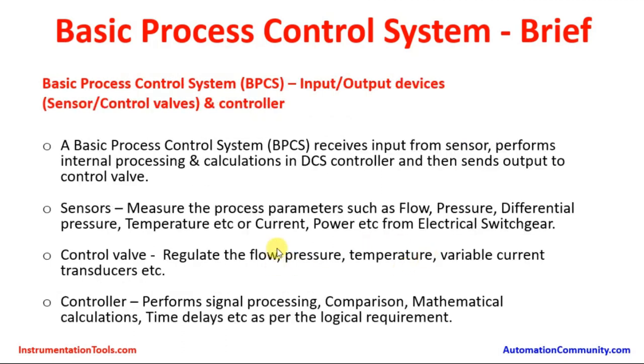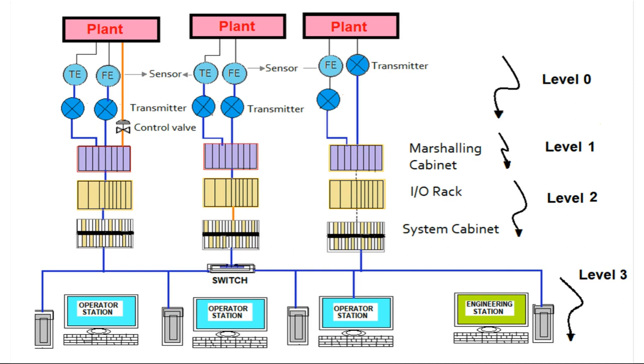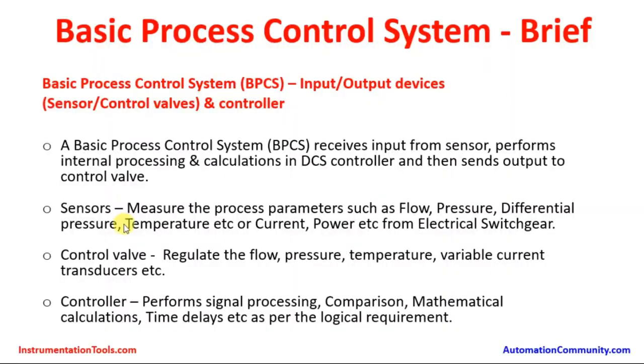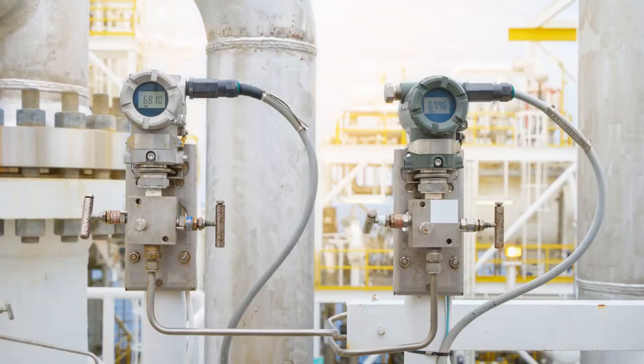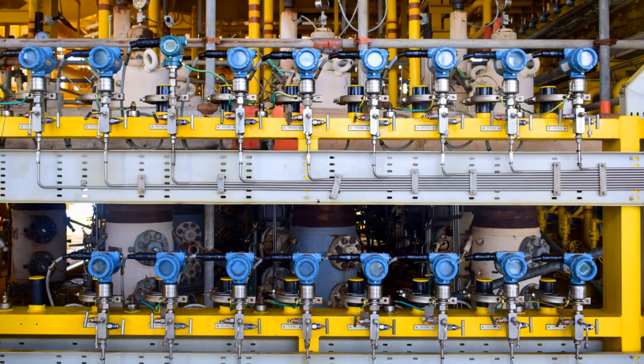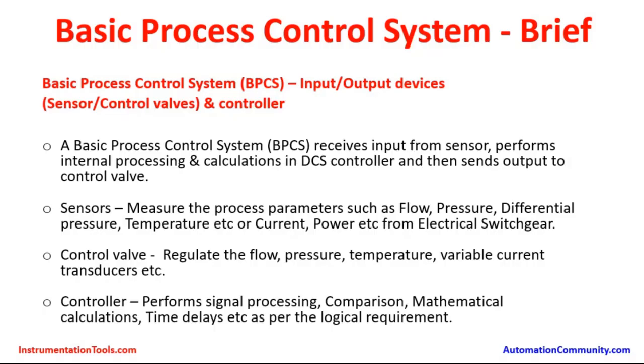So what are the components involved in the basic process control system? We are going to see the input-output devices. BPCS receives input from sensors, performs internal processing and calculations in the DCS controller, and then sends output to the control valve. Sensors measure the process parameters such as flow, pressure, differential pressure, temperature, etc. Or you can measure current, power, etc. from an electrical switchgear also.